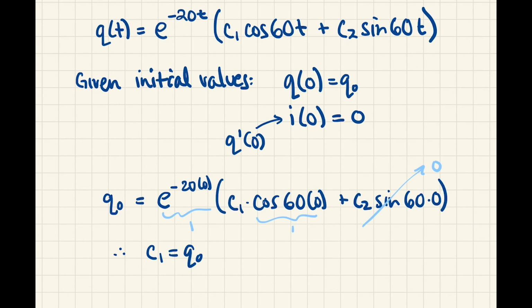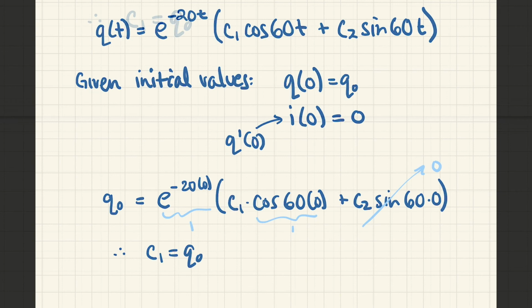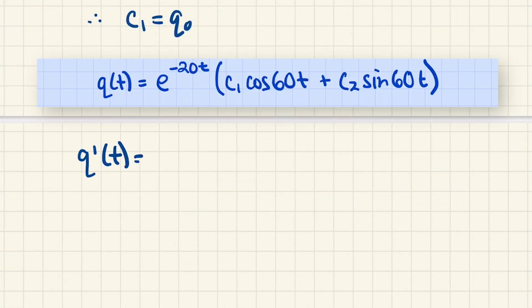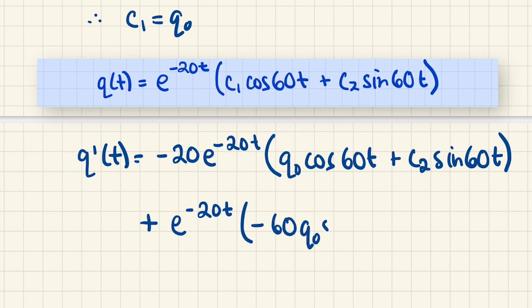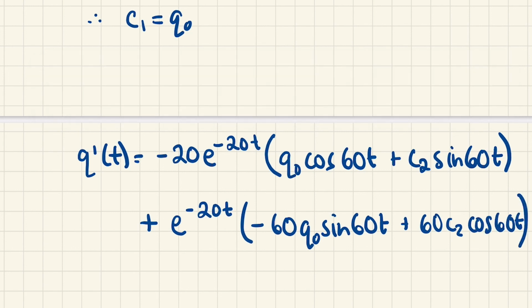And now we need to find Q prime in order to plug in the other initial value. So Q prime of t is derivative of e to the negative 20t, which is negative 20 e to the negative 20t, times this thing. C1 we know is Q naught. And plus, because we're in the middle of the product rule, e to the negative 20t times the derivative of that thing. So that would be negative 60 Q naught sine 60t plus 60 C2 cosine 60t.